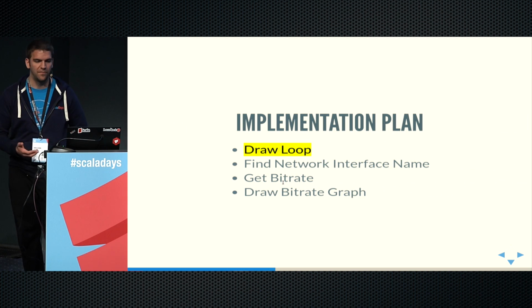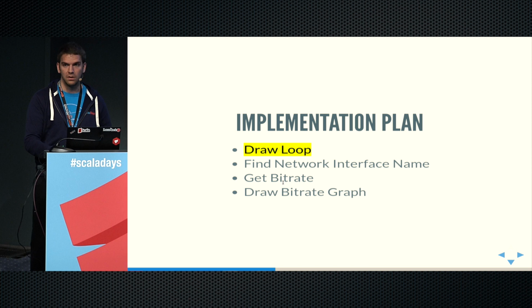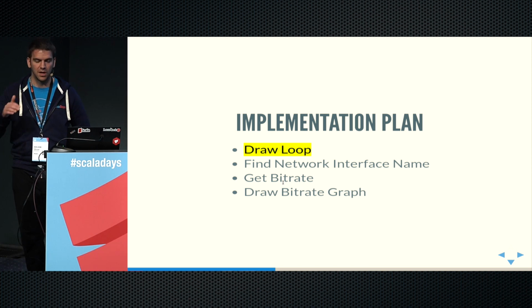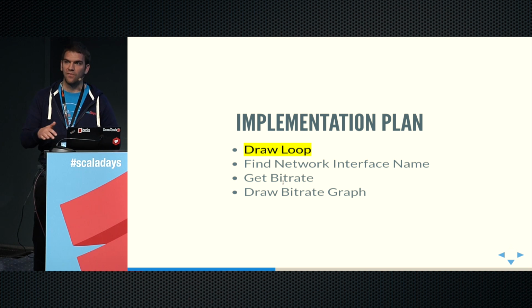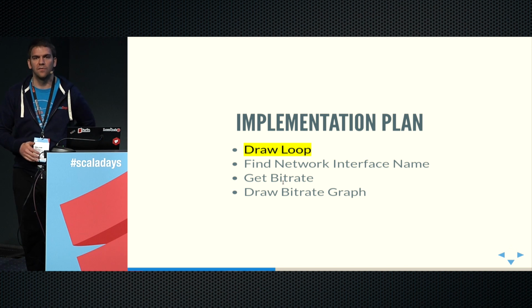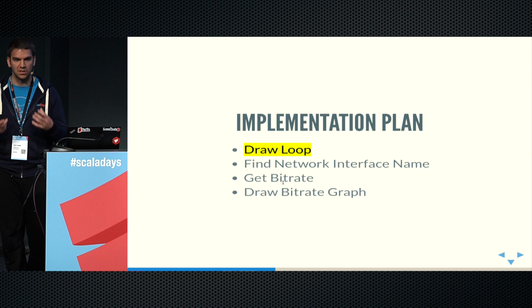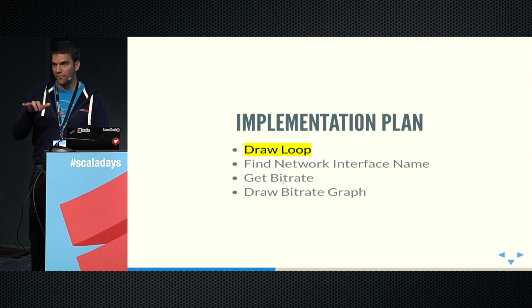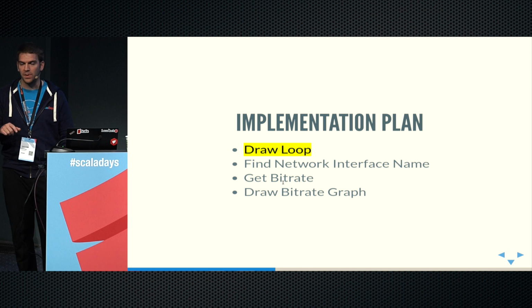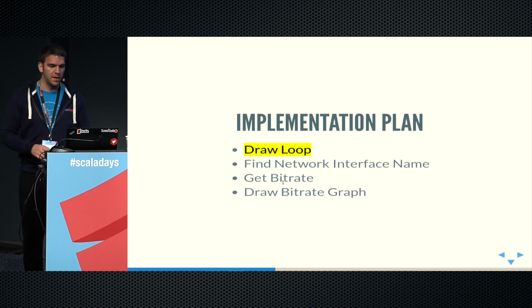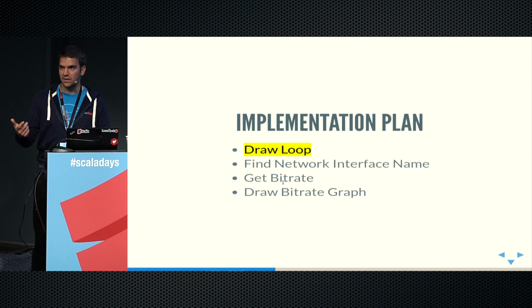So here's the plan for the implementation. First, we'll create a function that will call another function each second, so we can continuously draw on the screen, for example. And then we'll find the network interface. If you do ifconfig, for example, on Linux, it's a string like eth0, so this is what we're looking for here. And then from this network interface, we'll get the bitrate, so 34 kilobytes per second, for example. This is what we want to pull. And finally, we'll accumulate this information over time, and we'll draw a graph on the screen.